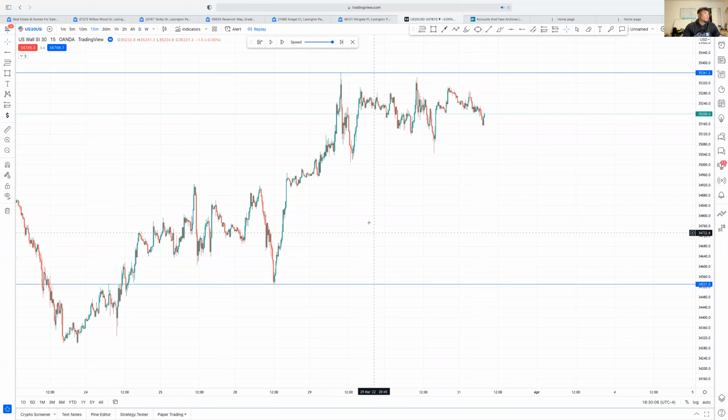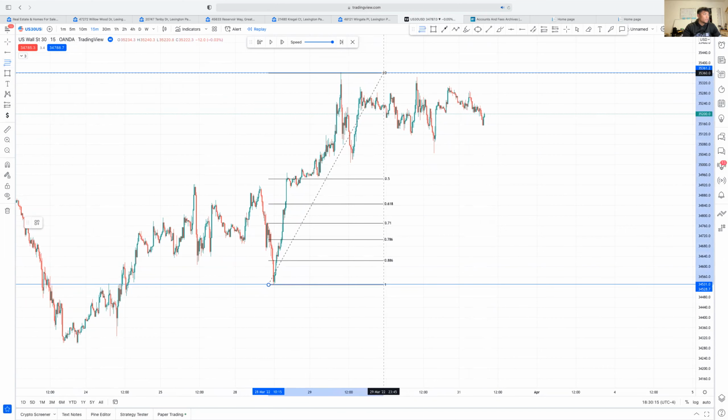But anyway, I've identified my low and high. So the next step should be placing your fibs from the low to high, because we're looking for buys. But in the meantime, you could also catch the sell if you understand that the market's gonna go down.